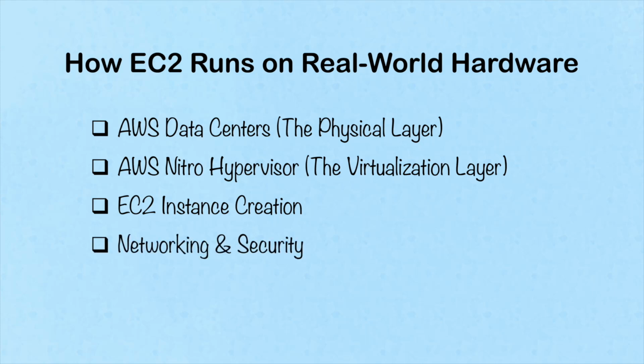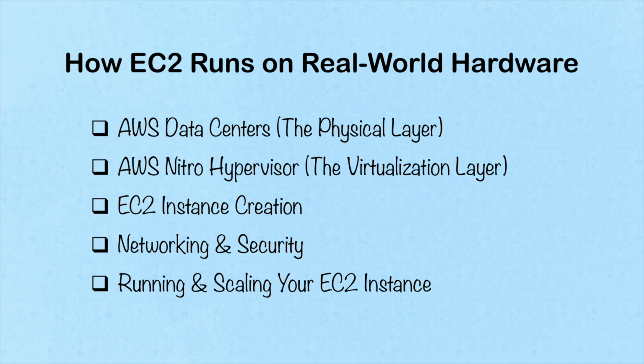Networking and security. Once your EC2 instance is up and running, AWS takes care of networking and security. The EC2 instance is placed inside a virtual private cloud, which acts like a private network for your resources. You configure security groups, firewalls, and IAM roles to control who and what can access your instance. If needed, AWS assigns a public IP address so your instance can communicate over the internet. This setup ensures your instance is secure, isolated, and connected as per your requirements.